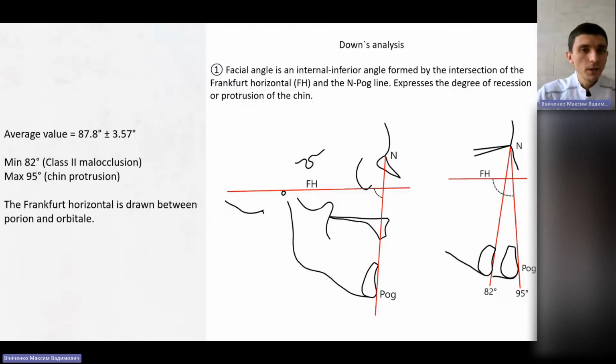But if we make this cephalometric analysis, we understand that skeletally our patient has a class 2 pathology. If this angle in our patient is 95 or more, we could see that this patient has chin protrusion. As we understood previously, chin protrusion with protrusion of the lower jaw is found in a patient with class 3 pathology. Jones didn't write this, but if the angle is 95 or more, it means that the patient has a class 3 pathology. Jones wrote only that this patient has chin protrusion. He didn't write class 3 malocclusion.